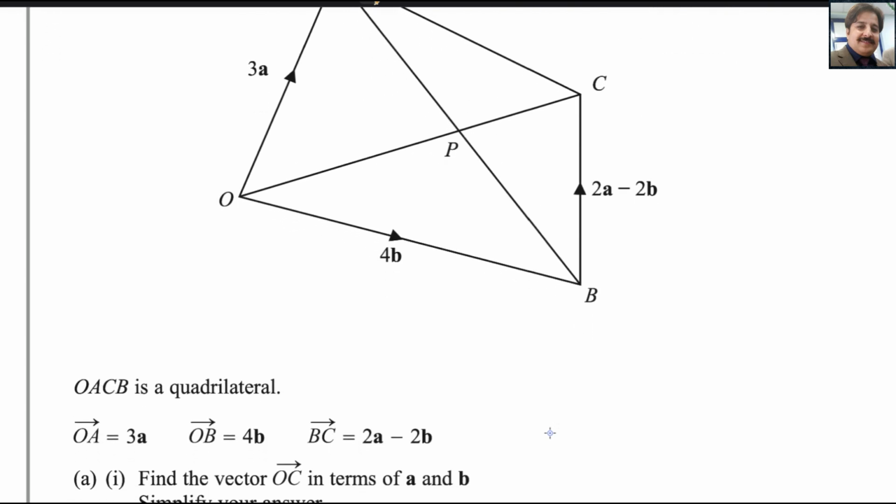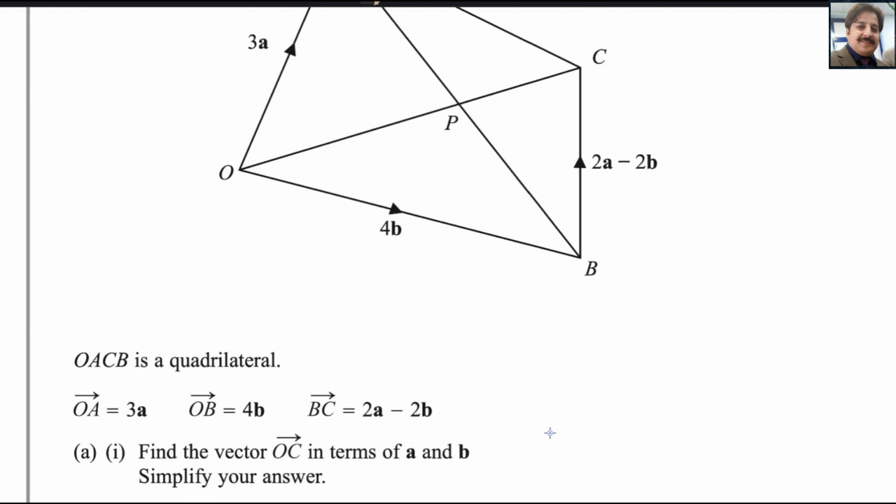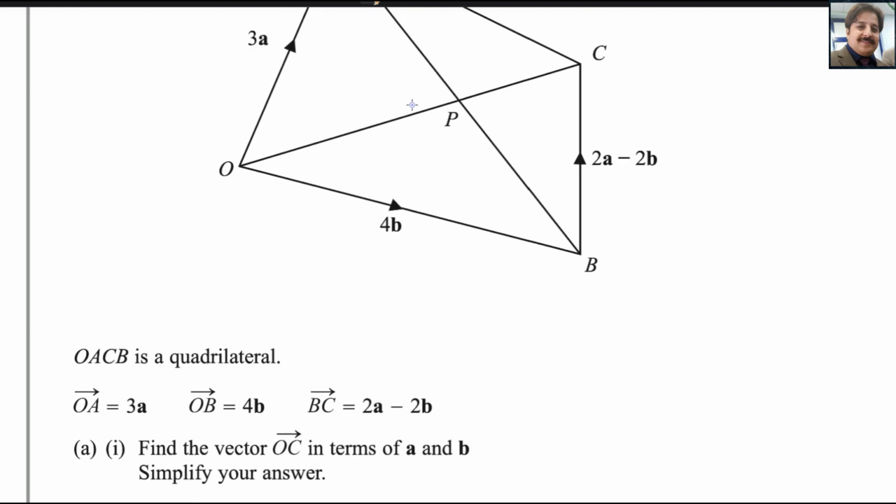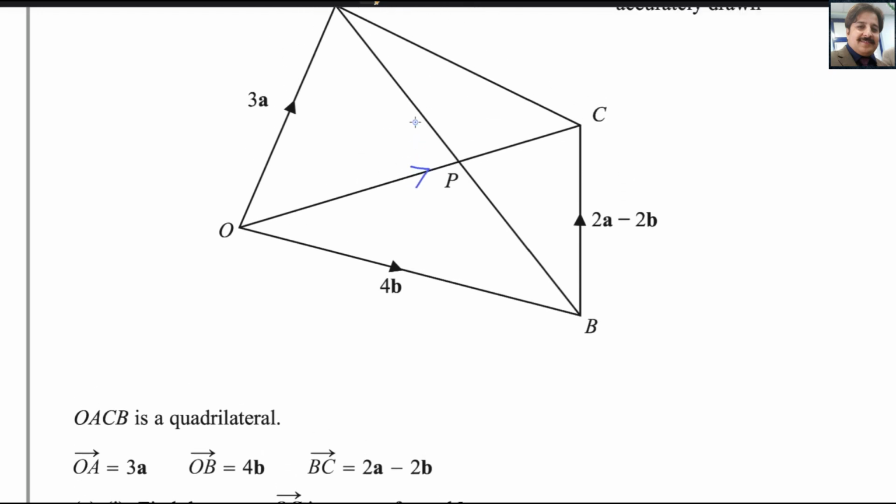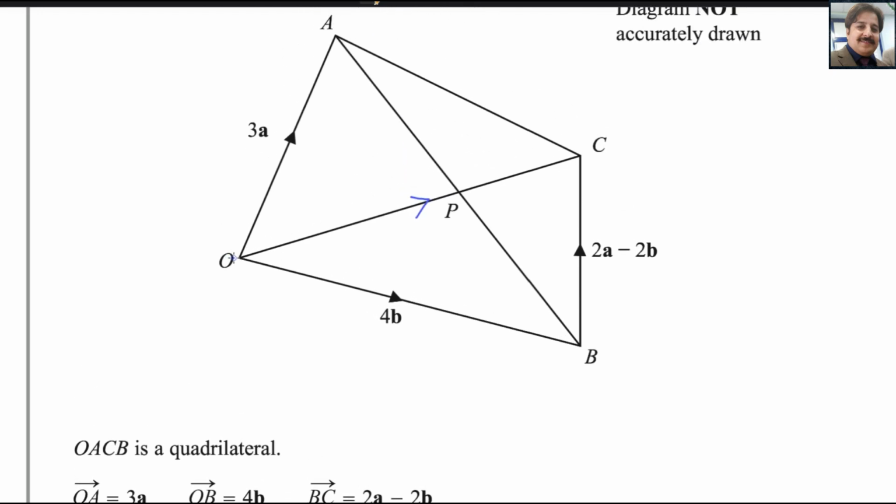Here OACB is a quadrilateral. Vectors are given. OA equals 3A, OB equals 4B, BC equals 2A minus 2B. Find the vector OC. Simplify your answer. So if you look at the diagram, you can choose this path, OB plus BC, to reach point C from the origin O.